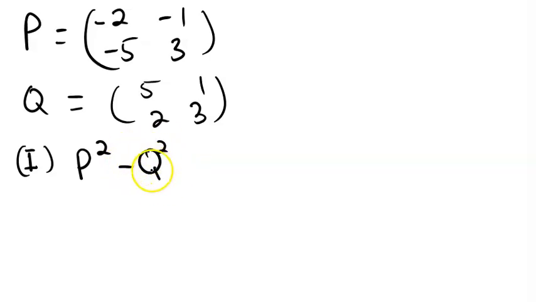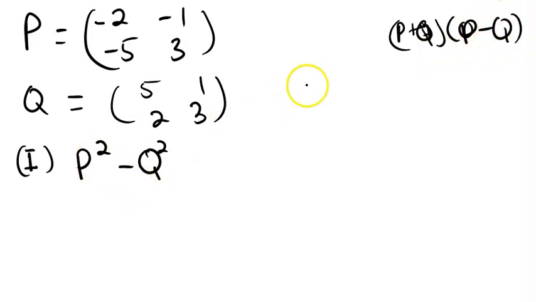Now there are two ways. You can find P squared, you can find matrix Q squared, and then you find the difference. Or this is the same as P plus Q times P minus Q. You find the difference between the two matrices, and then you find the sum. When you finish, you multiply them. But I will go for the first method. So let's find P squared.